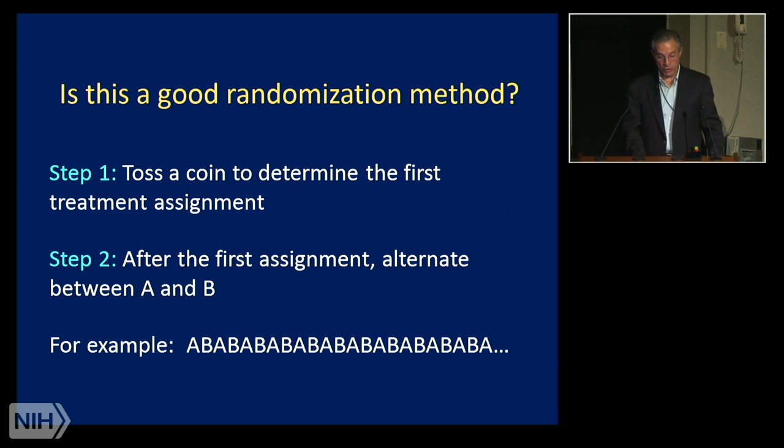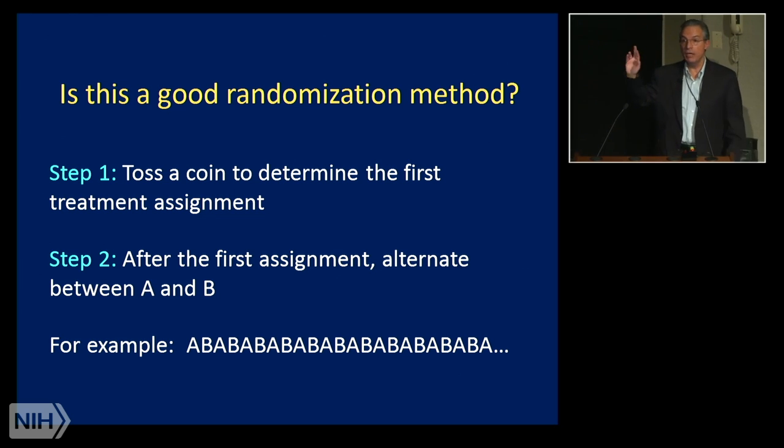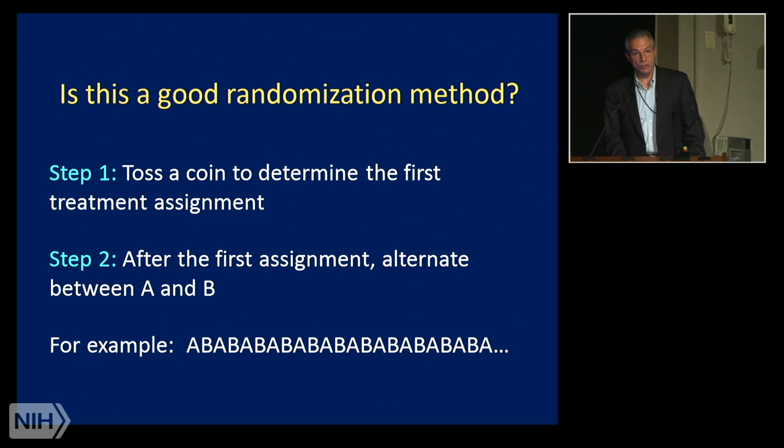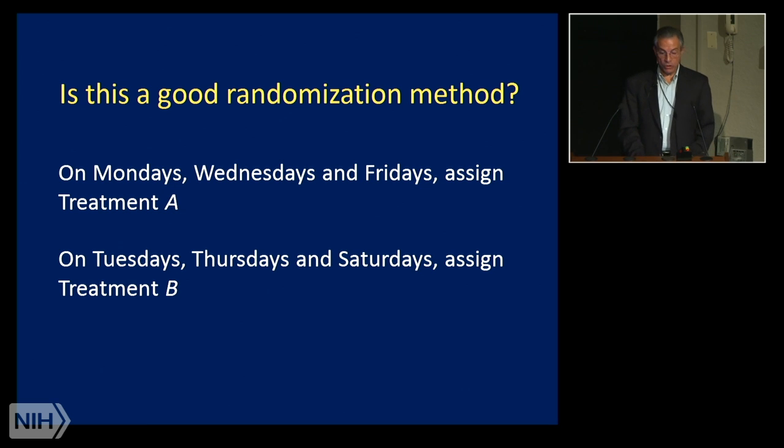Is this a good randomization method? You toss a coin, and based on the coin, you send the first participant to the assignment. But after that, you just alternate. So you toss the coin, the first person goes to A, and then you say, okay, that's it. I'm going to alternate A, B, A, B, A, B, A, B, etc. Is this a good randomization method? No. Why? Because it becomes predictable. Once you know the first one, you know everybody.